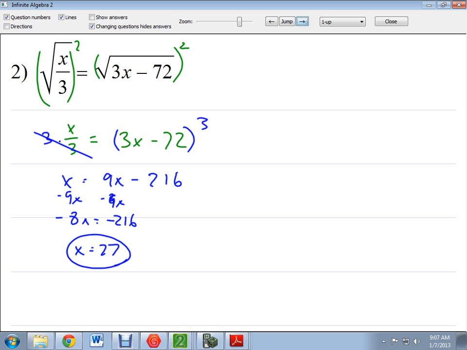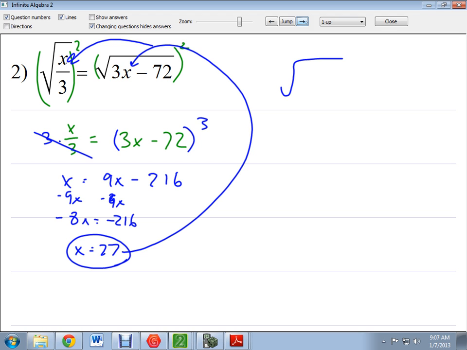Now, 27 may be extraneous in this case. It may not be. I don't really know, so I'm going to have to check it. I'm going to plug it back in for x on both sides of the equation because they have an x on both sides. So square root of 27 over 3 should be equal to the square root of 3 times 27 minus 72. Well, 27 over 3 is equal to 9, so the square root of 9 is actually equal to 3. We have a 3 on the left-hand side.